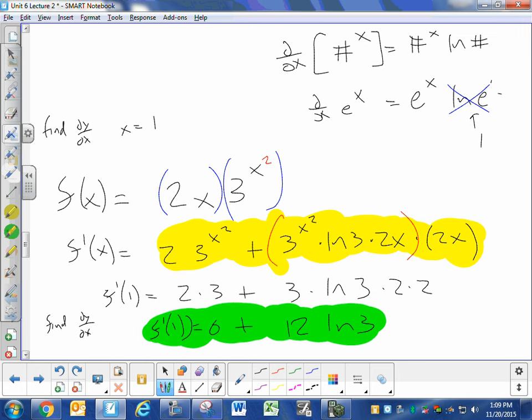Yes? Wait, where does the first 2x come from after ln of 3? Right here. So chain rule, right? The derivative of a number to a power would be a number to a power times log of the number. But then chain rule says we have to take the derivative of the inside, whatever that power is. So I have the 3 to the power times log 3, but then I have to take the derivative of the x squared. The derivative of x squared is the 2x. Okay.